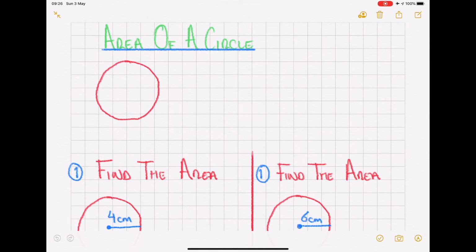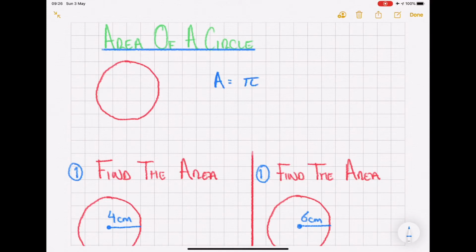If we want to find the area of a circle, we're going to need to know one formula. And that formula is that the area equals pi times by the radius squared. Area equals pi times the radius squared.